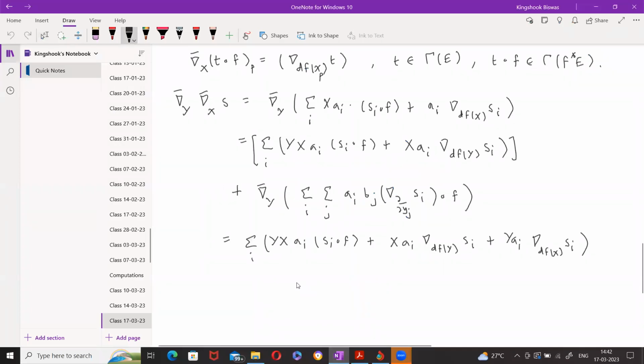Okay, so we have this. Let's look. We had this term y a_i from this nabla bar y acting on this a_i nabla d_f x s_i. And then I'll have another term a_i times nabla bar y acting on this. So that will give me a sum over i and then a sum over j, a_i, so nabla bar y acting on this. What will that give me? That will give me a y b_j.